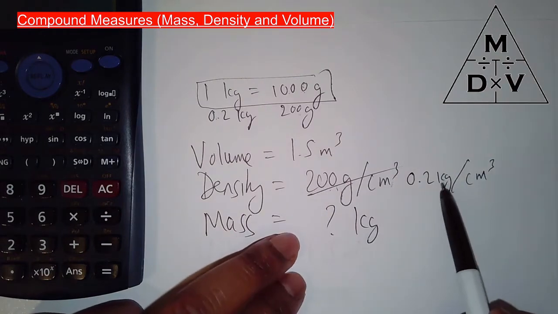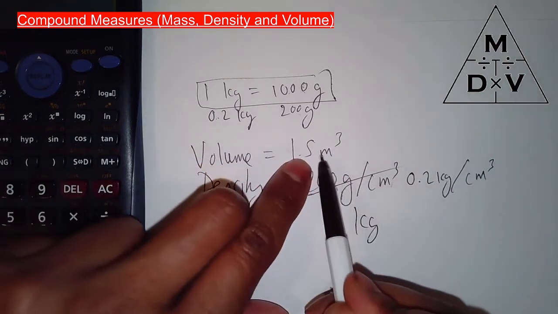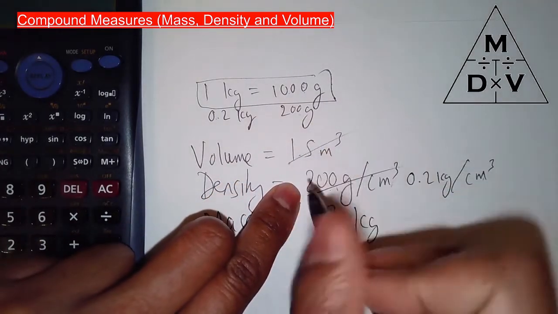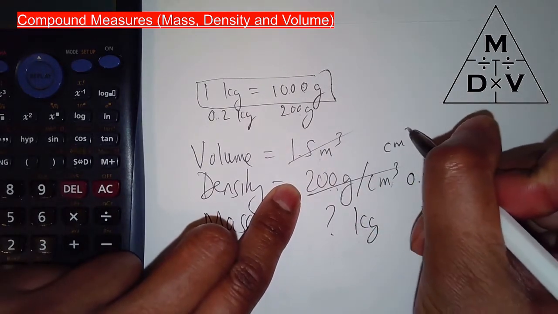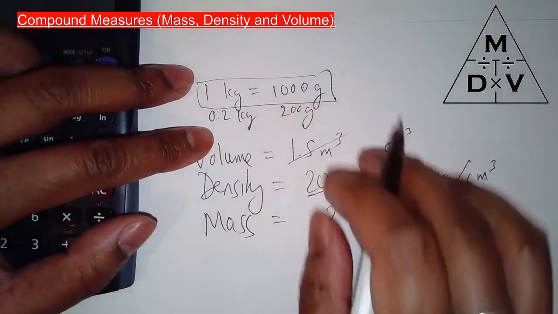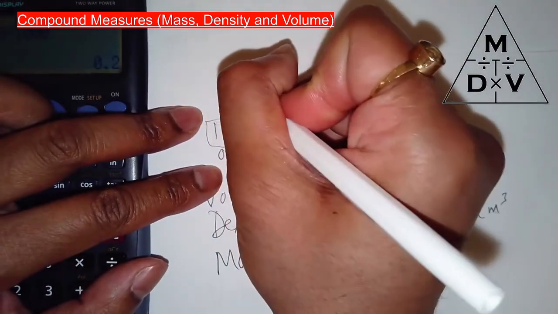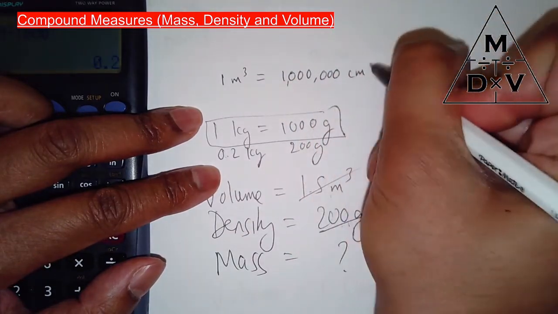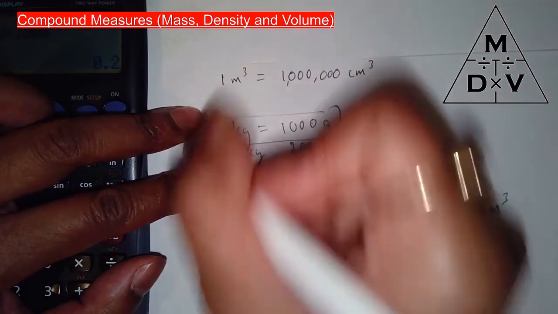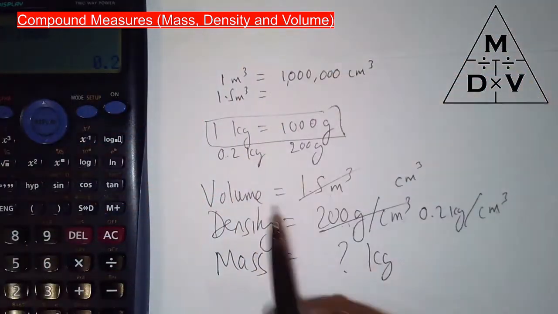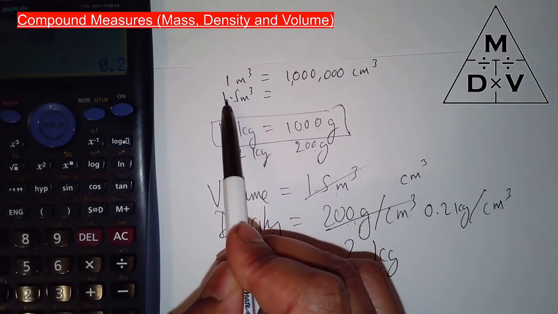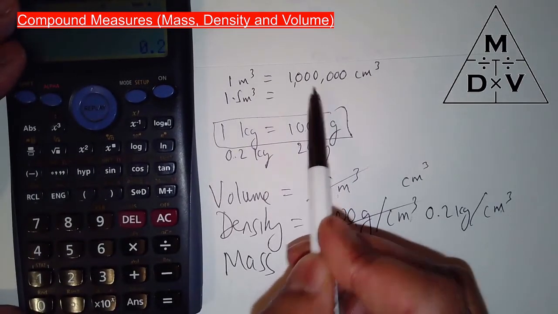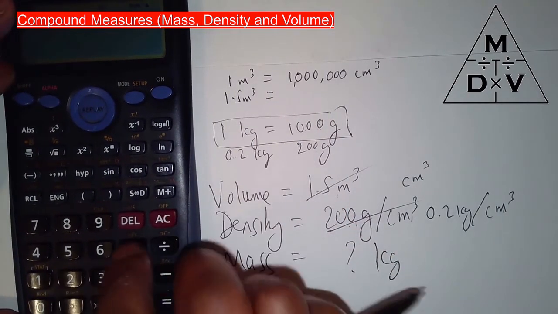Right, so far I've got kilograms matching, but still there's a problem here. That's meter cubed, centimeter cubed, meter cubed, centimeter cubed. I'm going to change that to centimeter cubed. We know that 1 meter cubed is the same as 1,000,000 centimeter cubed. So I want to know what 1.5 meter cubed is. Right, remember, from here to here, the number's gone bigger. So obviously from here to here, the number has to get bigger. The only way we can do that is by doing 1.5 times 1,000,000.